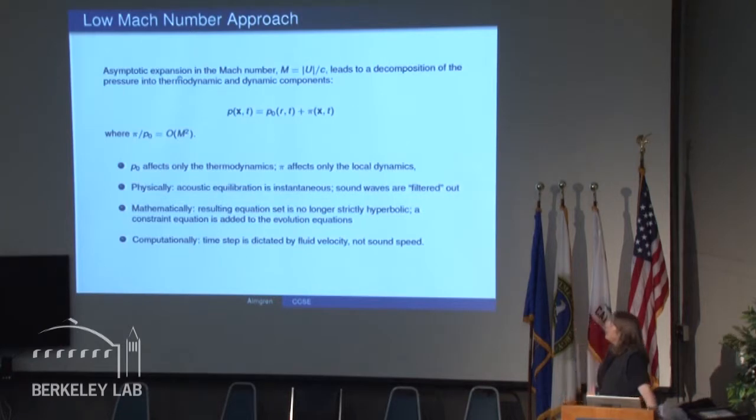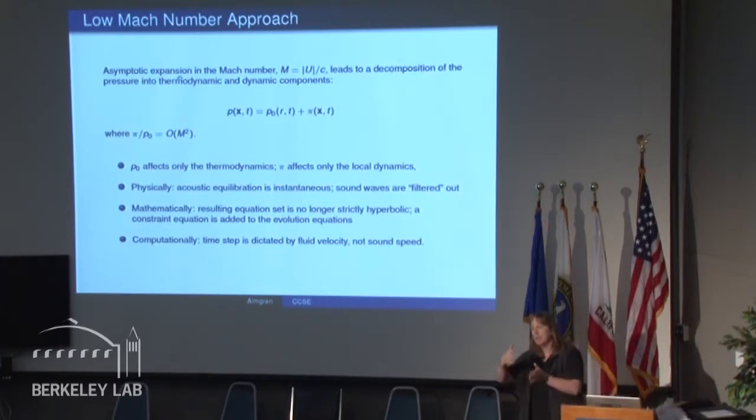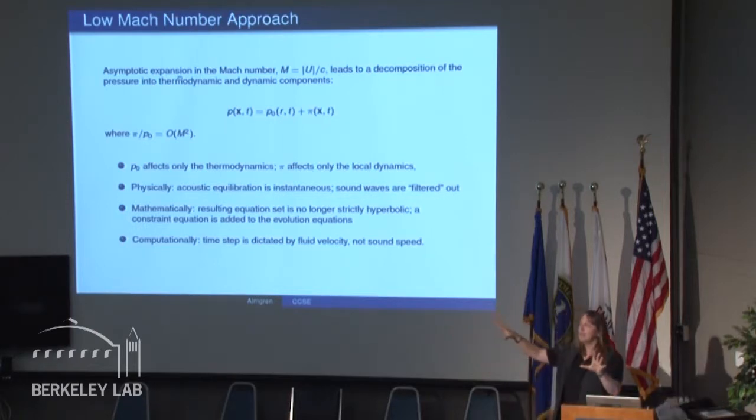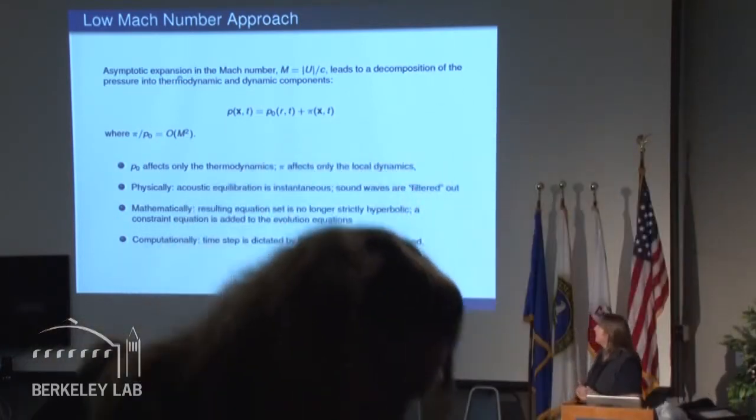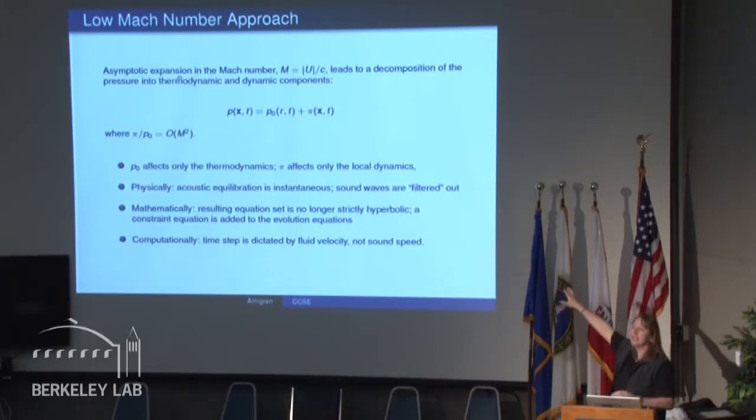And the assumption you make is that the background pressure is what enters the thermodynamic relationships, and the perturbational pressure pi is what affects the dynamics. Physically, what happens is the sound waves, instead of tracking them as they move across the room or across the star, you just say they equilibrate instantly. So every time step, you equilibrate the sound waves. They still affect the solution, but they affect it instantaneously. You're not tracking them as they march across. And so we say they're filtered out because sound waves are no longer a solution to the equations.